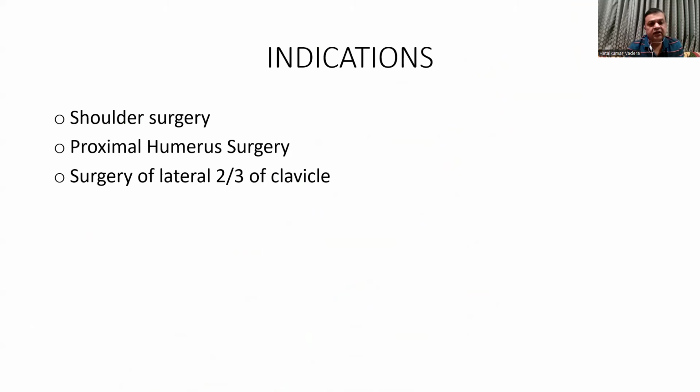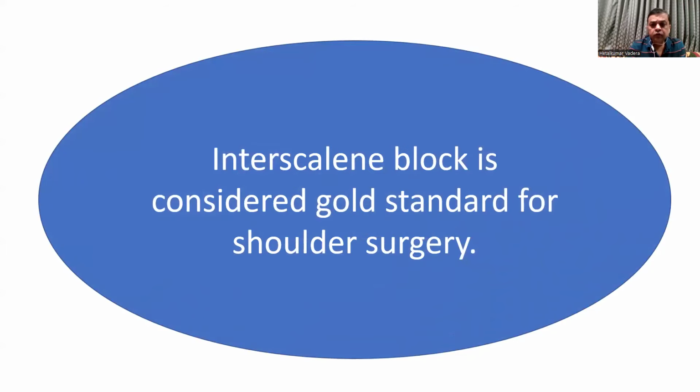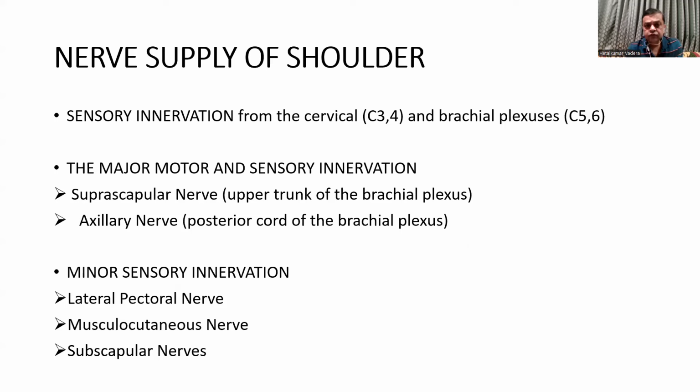It can be used for surgical anesthesia as well as for analgesia. Even for proximal humerus surgery, we can use this block. Surgery of the lateral two-thirds of the clavicle. This is a useful block along with blocking the superficial cervical plexus, because cutaneous innervation of the shoulder as well as of the clavicle is by the superficial cervical plexus. So interscalene block is considered the gold standard for shoulder surgery.